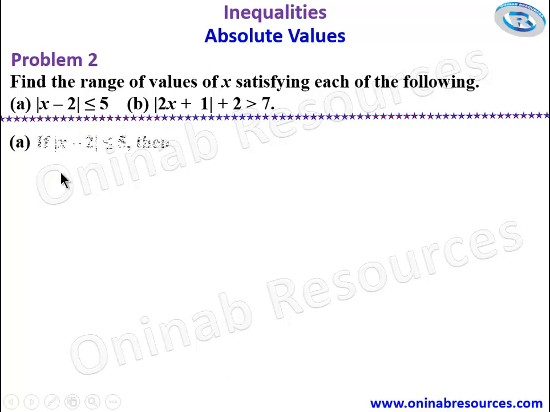Starting with the first method, if absolute value of x minus 2 is less than or equal to 5, then negative 5 is less than or equal to x minus 2, which is less than or equal to 5. We are going to create 2 inequalities from here.